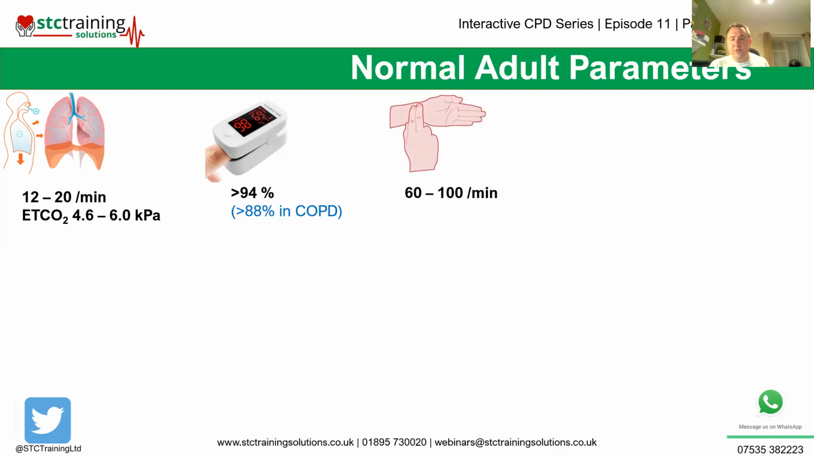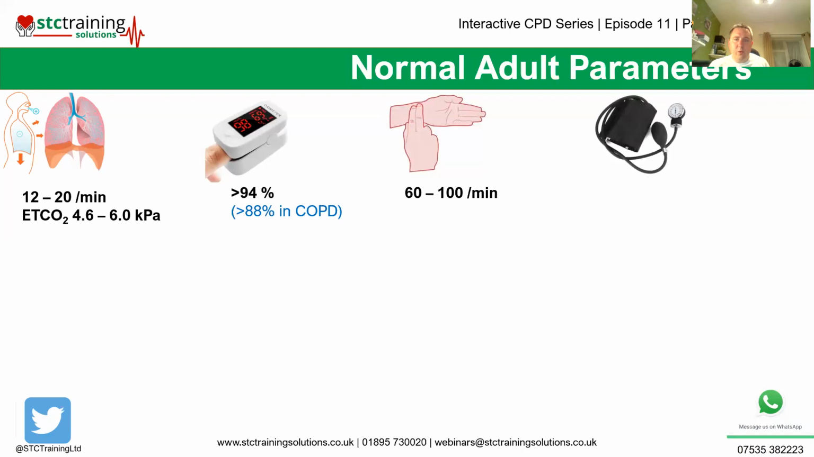Normal pulse rate 60 to 100, but do use some clinical context there. Obviously, Mo Farah sitting in front of you with a heart rate of 90 is probably unwell, versus little old Nana sitting in front of you with a resting pulse rate of 59 or 58, which might be abnormal. Worth just using some clinical context there.